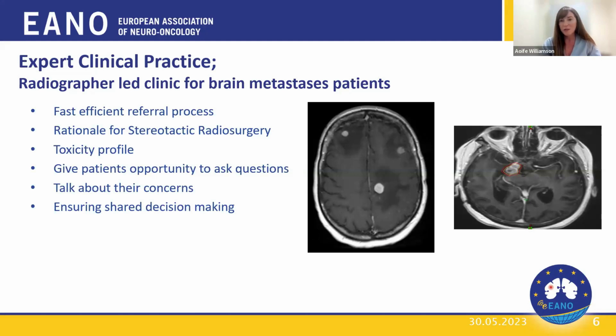We ensure that these patient appointments are about an hour in length, and that really gives patients an opportunity to ask questions and to talk about their concerns. And by doing all of this, hopefully we're ensuring shared decision-making for our radiotherapy treatment.